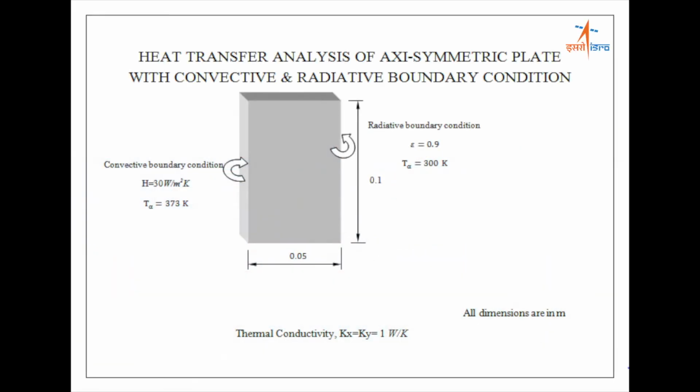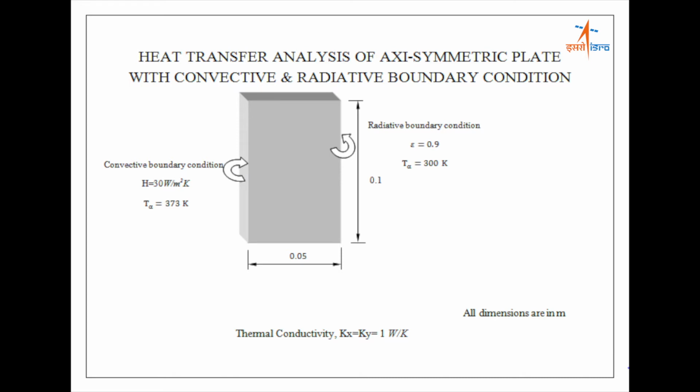This tutorial explains the heat transfer analysis of an axisymmetric plate with convective and radiative boundary conditions. The geometry is 0.05 meter by 0.1 meter. The element is 2D axisymmetric. Thermal conductivity along x and y direction is 1 watt per meter Kelvin.